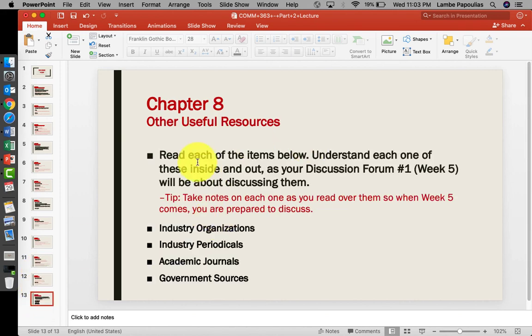For chapter 8, so for our last chapter, this is other useful resources. So I want you to read each of the items below, understand each one of these inside and out, as your discussion form number 1 in week 5 will be about discussing them. Take notes on each one as you read over them so when week 5 comes, you are prepared to discuss. Industry organizations, industry periodicals, academic journals, and government sources.